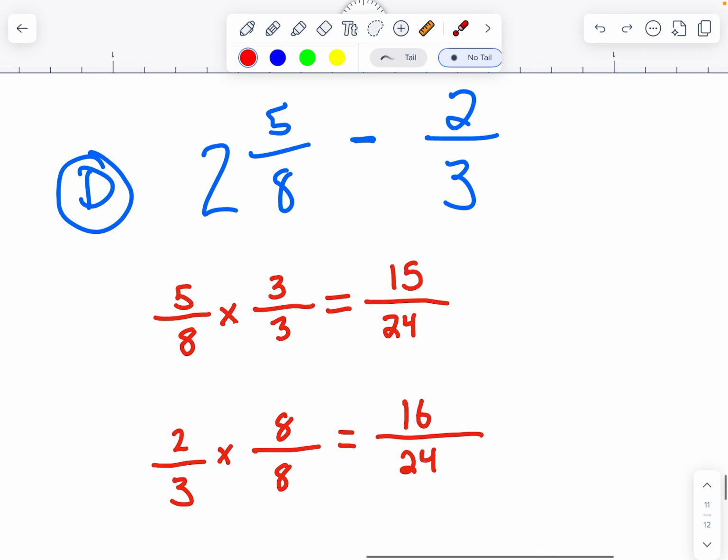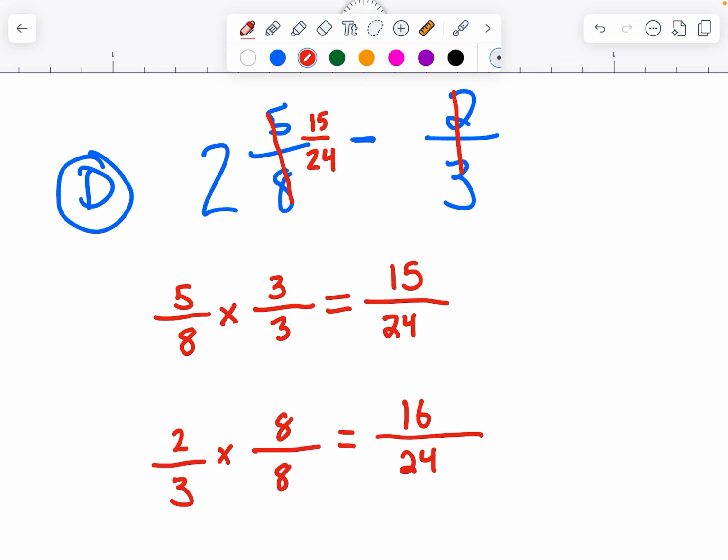Okay, which one of these, 15 24ths or 16 24ths, was 5/8? 5/8 was 15 24ths. So we got to come back, and we're going to replace it with 15 24ths. They're equivalent. And the 2/3 we're going to replace with 16 24ths. And hopefully now you're seeing a problem. The problem here is that we don't have enough 24ths. There's 15 here, and we need to take 16 of them away. So we need more 24ths somehow.